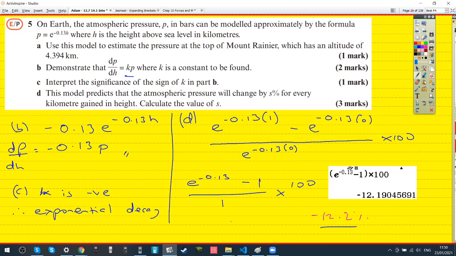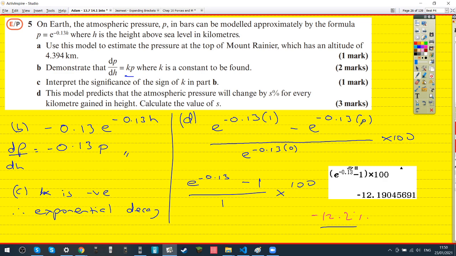So it's basically, what's the change for 1 kilometer? So I did 1 kilometer minus 0 kilometers. So that's a change in 1. But as a percentage, it would be a change over original times 100. Yeah, the original was the 0 one.